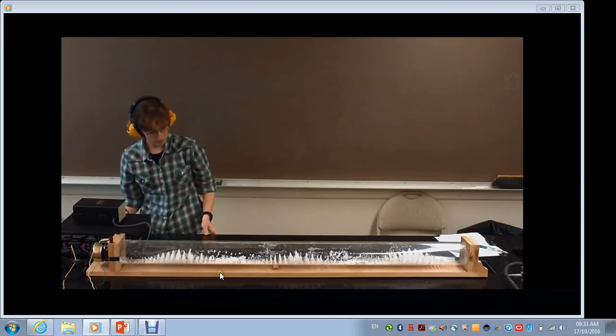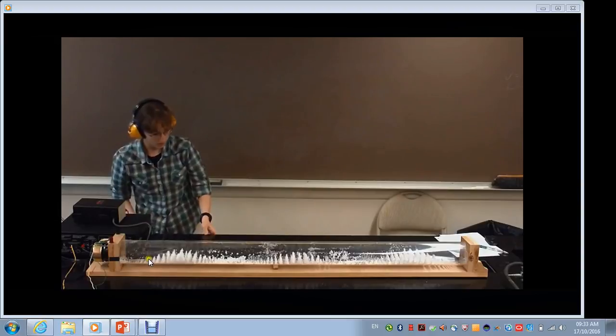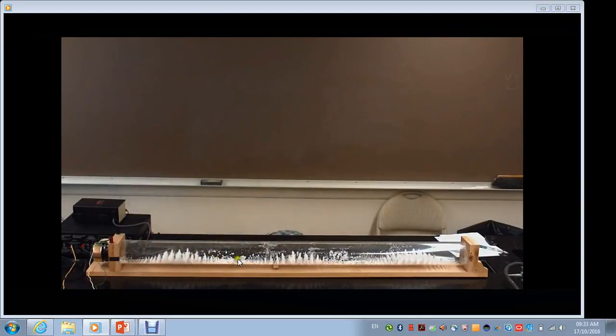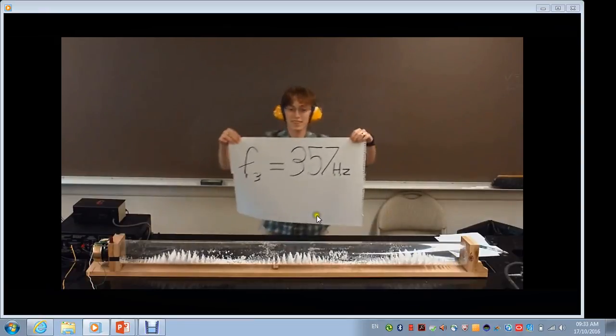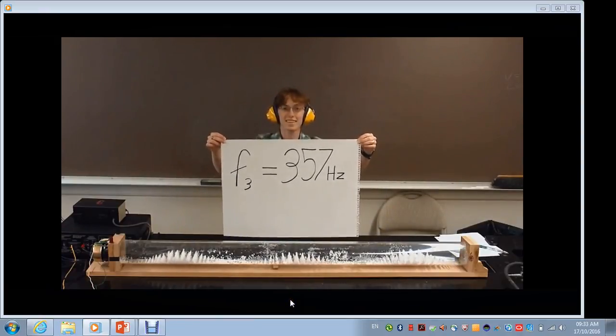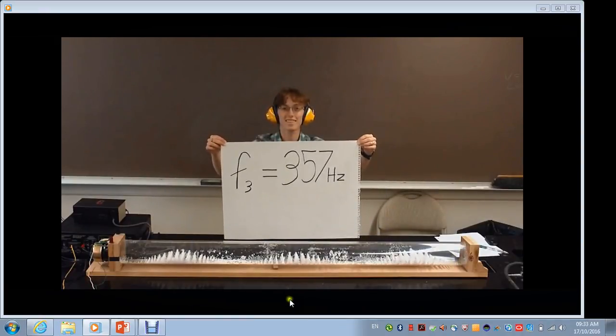Okay, now it's getting very noisy, so we switch it off. So this is the right frequency for the third mode. Can you see 3 loops here? 1, 2, and 3. So this is mode 3 of the frequency. Okay, I think we can stop here.